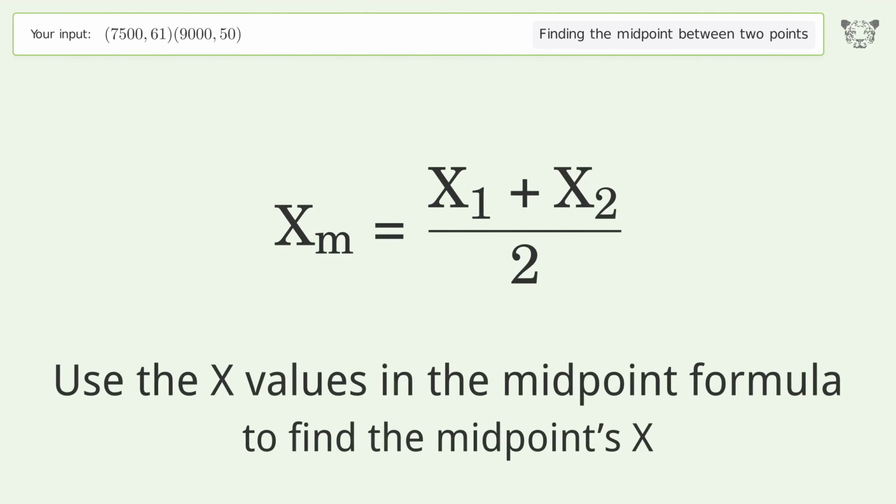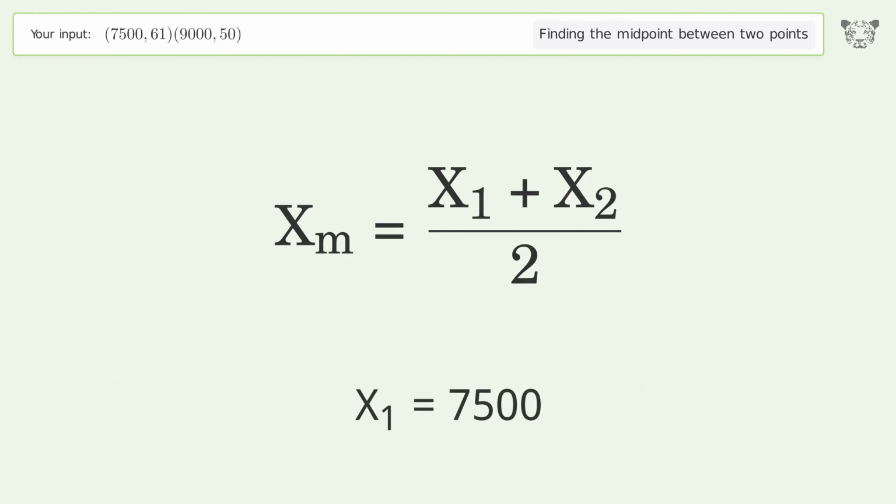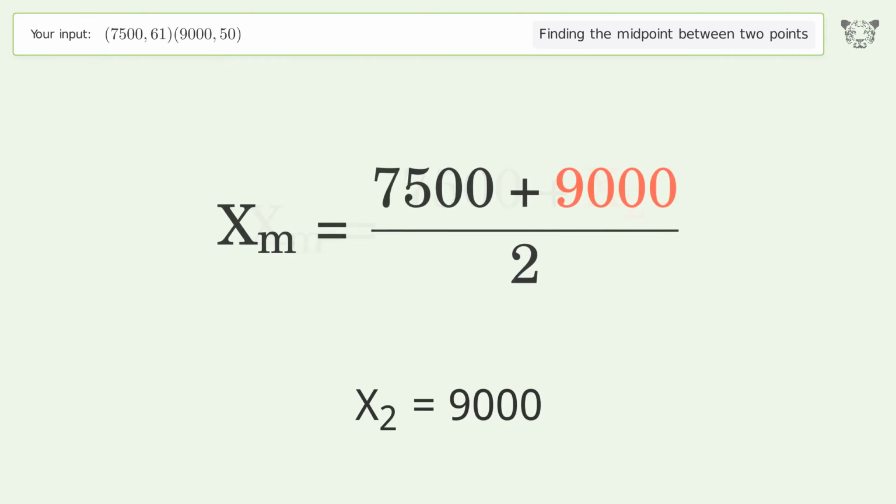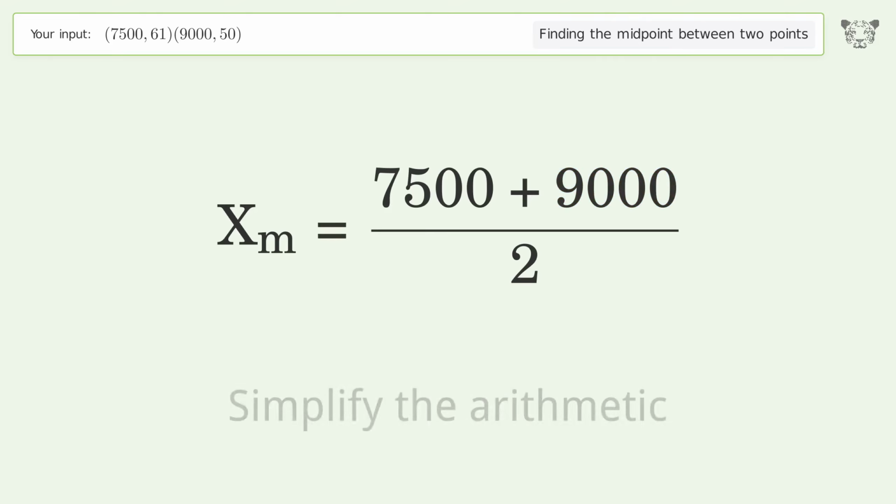Use the x values in the midpoint formula to find the midpoint's x. x1 equals 7,500. x2 equals 9,000. Simplify the arithmetic.